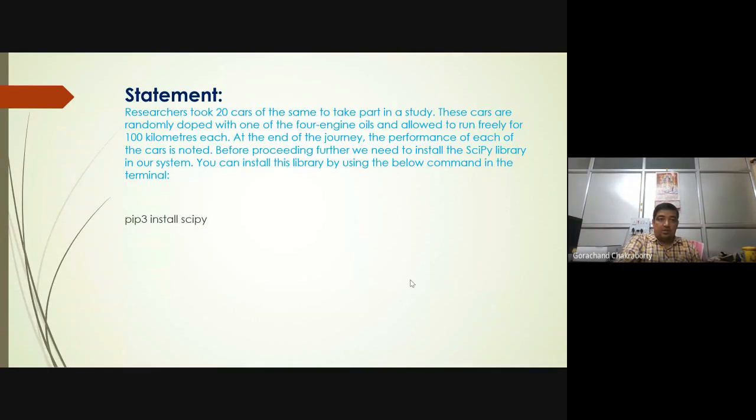And this is the problem: researchers took 20 cars of the same type to take part in a study. Suppose 20 cars are there. These cars are randomly assigned one of 4 engine oils and allowed to run freely for 100 kilometers each. At the end of the journey, the performance of each of the cars is noted.